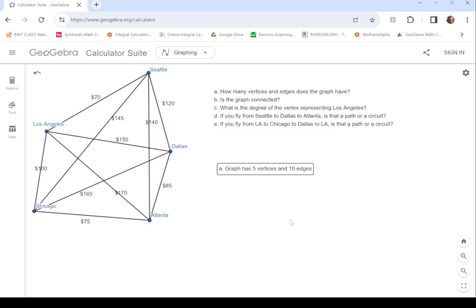All right, now the second question: is the graph connected? And there we could say, yes, it is connected. I can get from any vertex to any other one on this graph. So yes, the graph is connected.